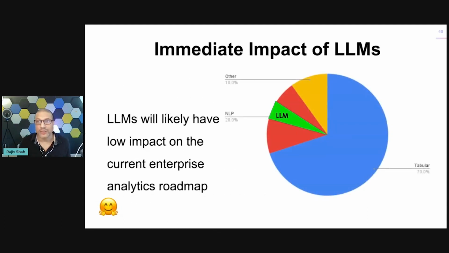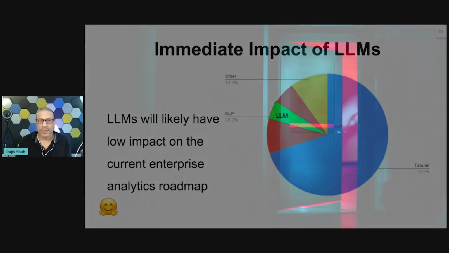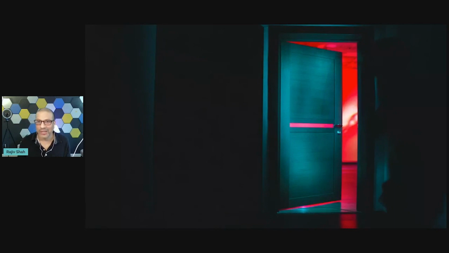So I think the story is, at this point, if you're a data science leader worried about this stuff, large language models are going to have a very low impact on your current roadmap. Okay, the existing use cases you have. Now, that doesn't mean we're all done, right?